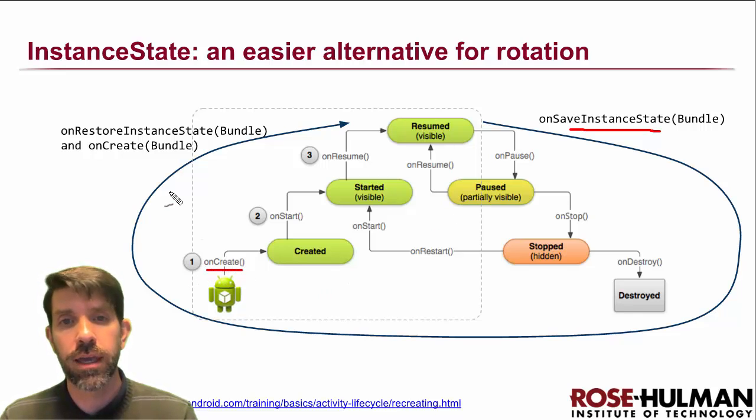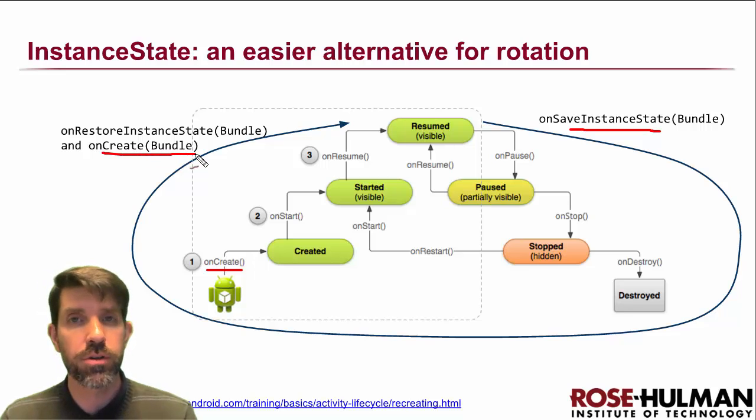So it's going to call onCreate again, and that takes a bundle as a parameter. So whatever you save when you're rotating is going to come back in onCreate here. There's also a restore instance state that's also called, that also takes a bundle. It's really your choice which one you use.